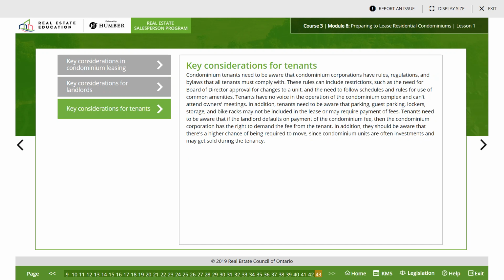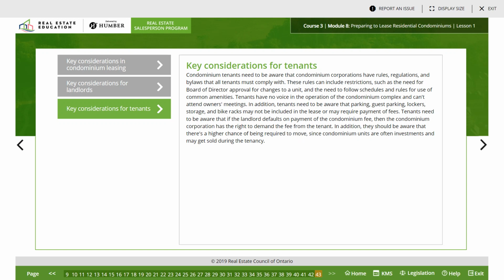So, key considerations for tenants. Condominium tenants need to be aware that the condominium corporation has rules, regulations, and bylaws that all tenants must comply with. These rules can include restrictions such as the need for board of directors approval for changes to a unit and the need to follow schedules and rules for the use of common amenities. Tenants have no voice in the operation of the condominium complex and can't attend owners' meetings. In addition, tenants need to be aware that guest parking, lockers, storage, and bike racks may not be included in the lease or may require payment of fees.